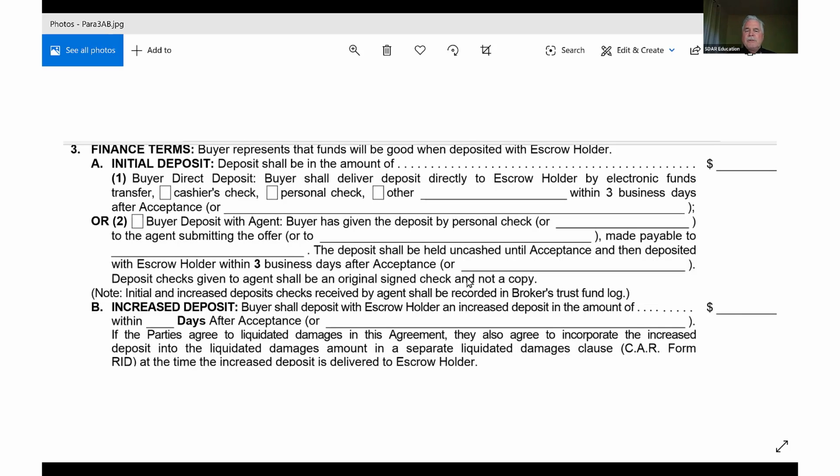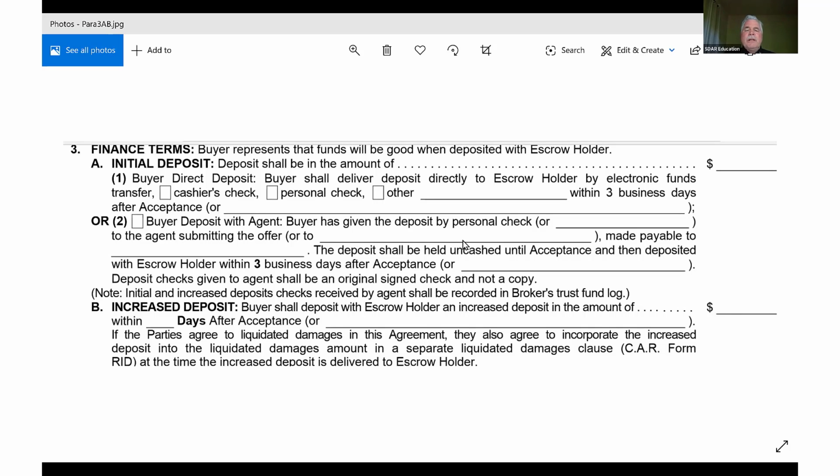So, buyer represents funds will be good when deposited with the escrow holder. Sometimes they'll take money out like a 401k or something like that, and everybody knows that's going to take a couple of days before that's going to happen. But we need to make sure that we tell the seller that the money at this moment is not good. A really good example of that is where the buyer is counting on their down payment to come from the sale of another home. That's why we need to be checking later on. We're going to check paragraph number 4, that says that they have to in fact sell to buy.